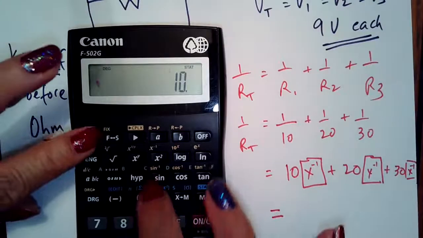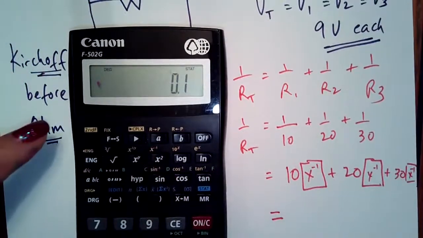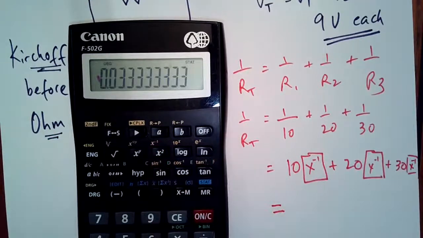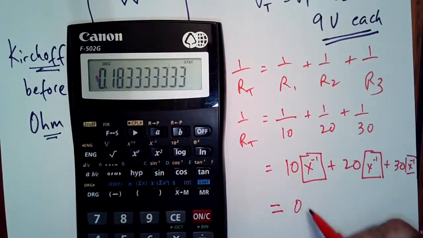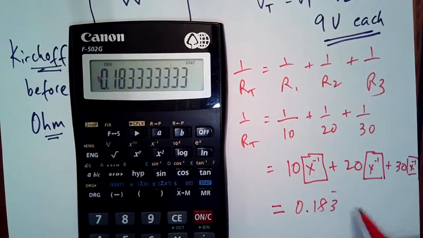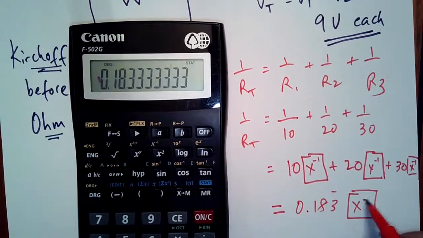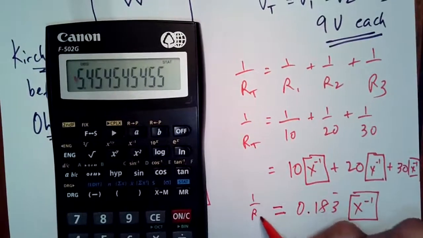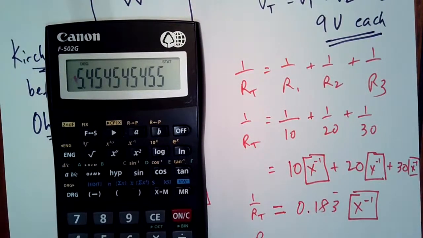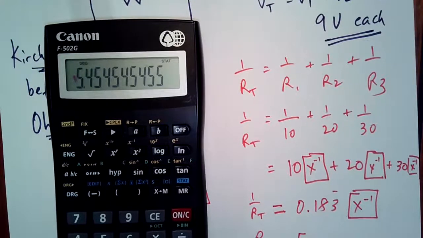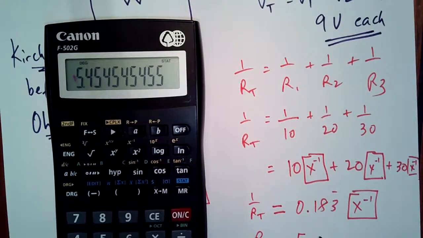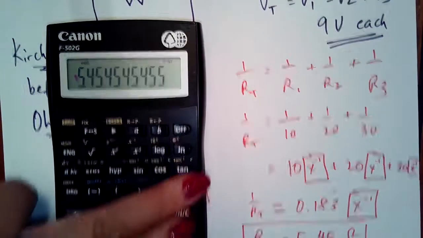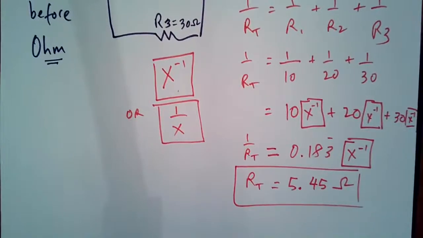I just do second function for mine. Know how your calculator works because every calculator works differently. You see here I have 0.183 repeating. I have to press that button one more time because remember this is 1 over RT. So for me to actually calculate RT, I need to press that inverse button one more time. So this is 5.45 ohms. That is the total resistance of this circuit.